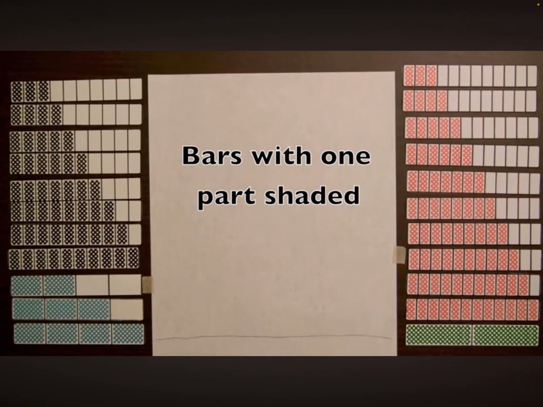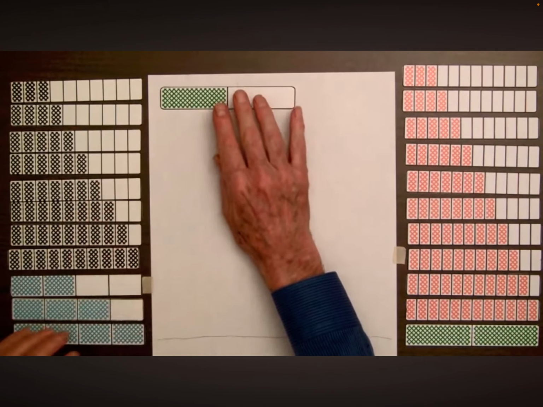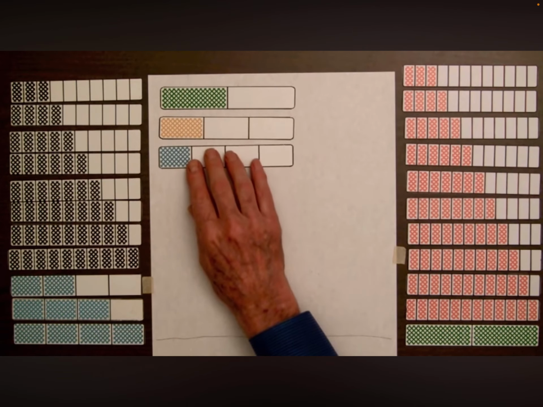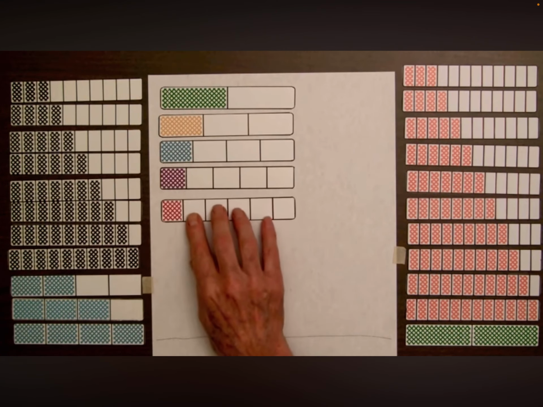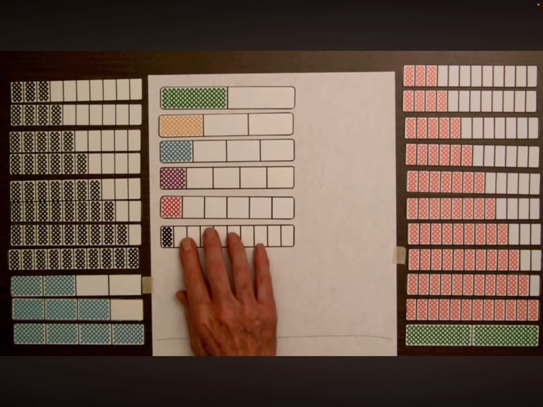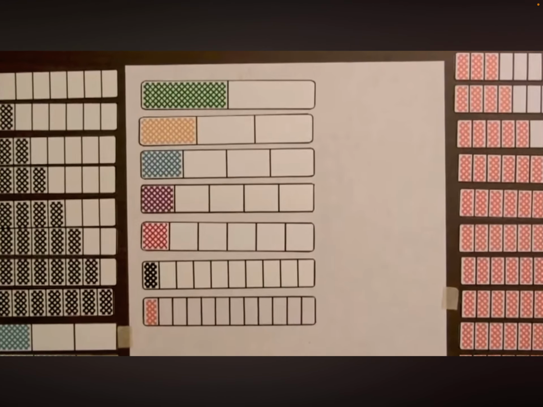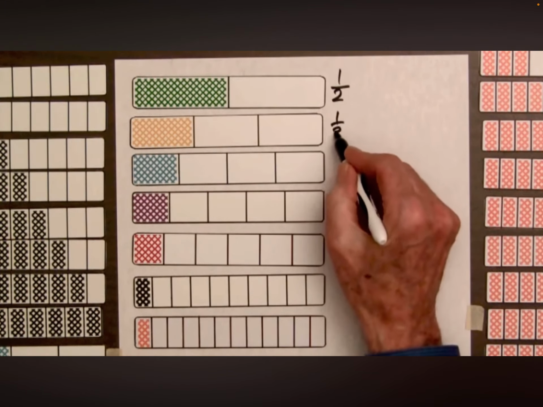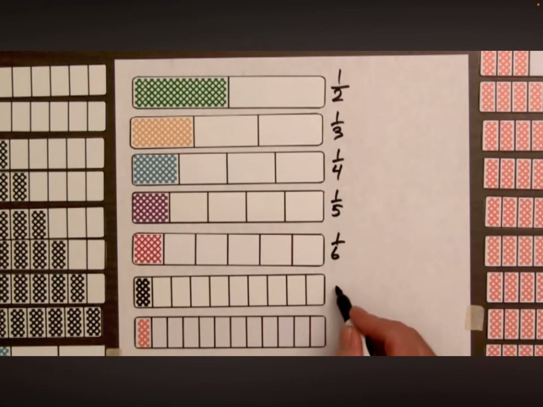Let's begin by finding all bars that have just one part shaded and place them in decreasing order. So here we have 1/2, 1/3, 1/4, 1/5, 1/6, and we go up to 1/10, and 1/12. And we'll just write the fractions down here: 1/2, 1/3, 1/4, 1/5, 1/6, 1/10, and 1/12.